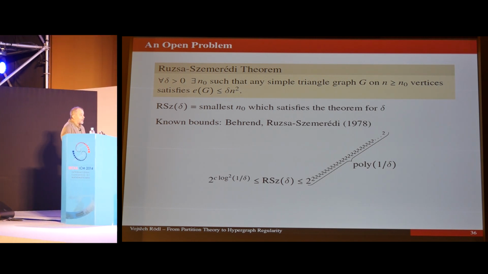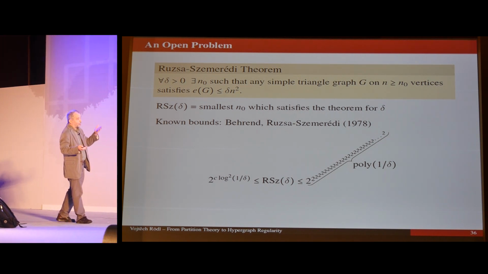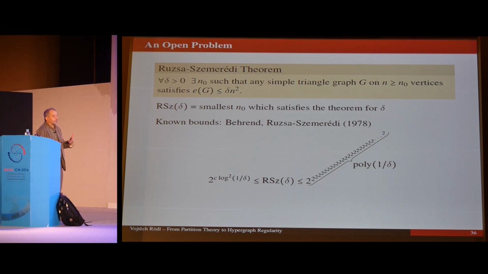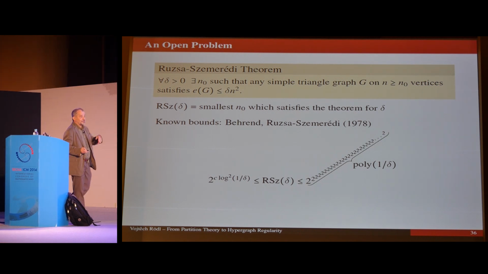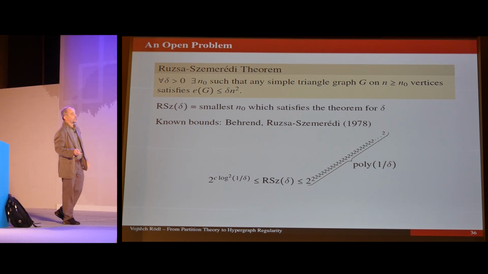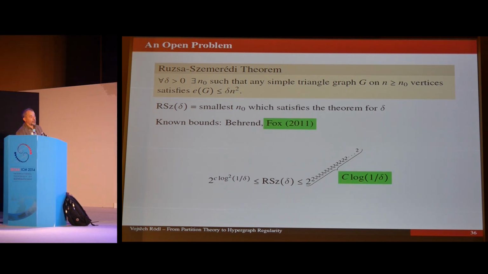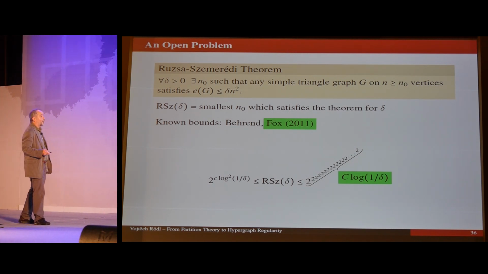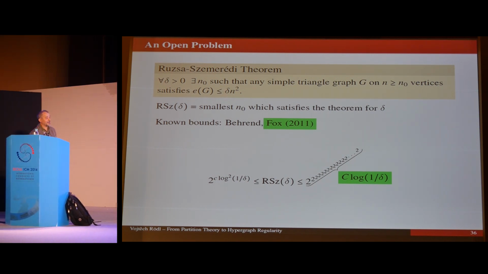And there are a couple of proofs which differ in details, but all of them use quasi-randomness in some way. One ingenious new approach, which still uses quasi-randomness in some sense, was invented by Jacob Fox, who recently reduced the tower to C times just the logarithm of what we had before, but it's still quite far apart to be absolutely satisfied.